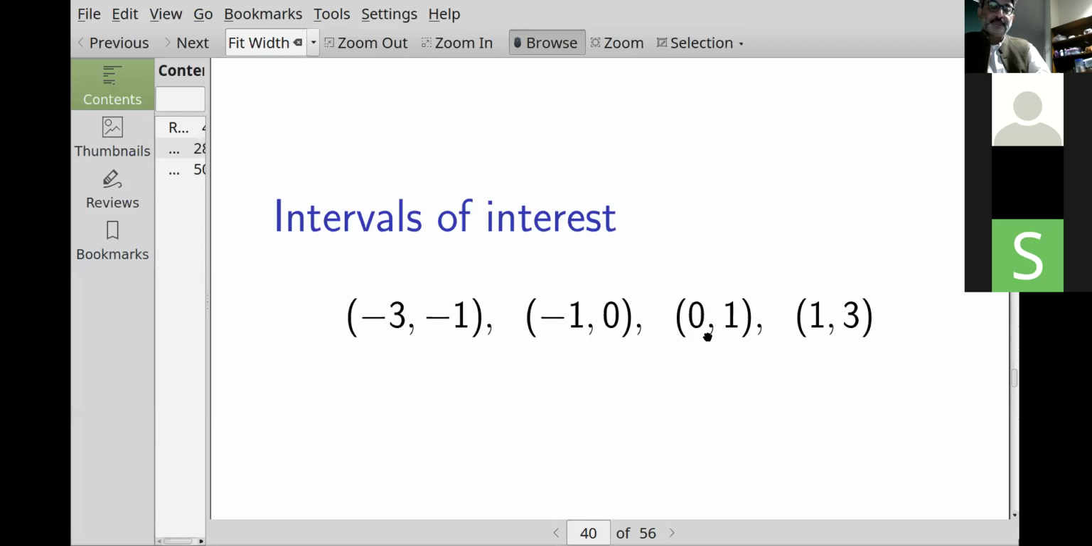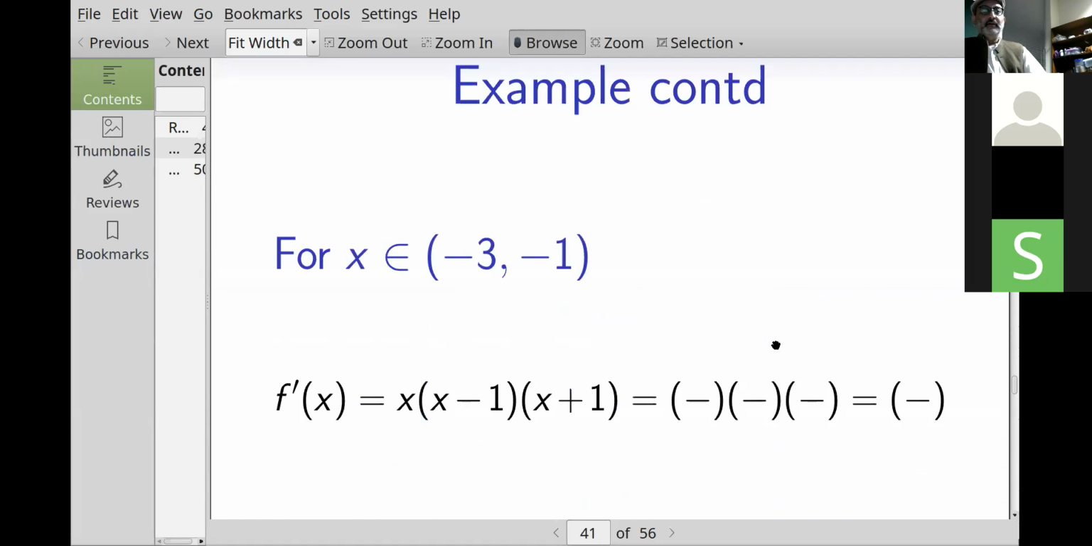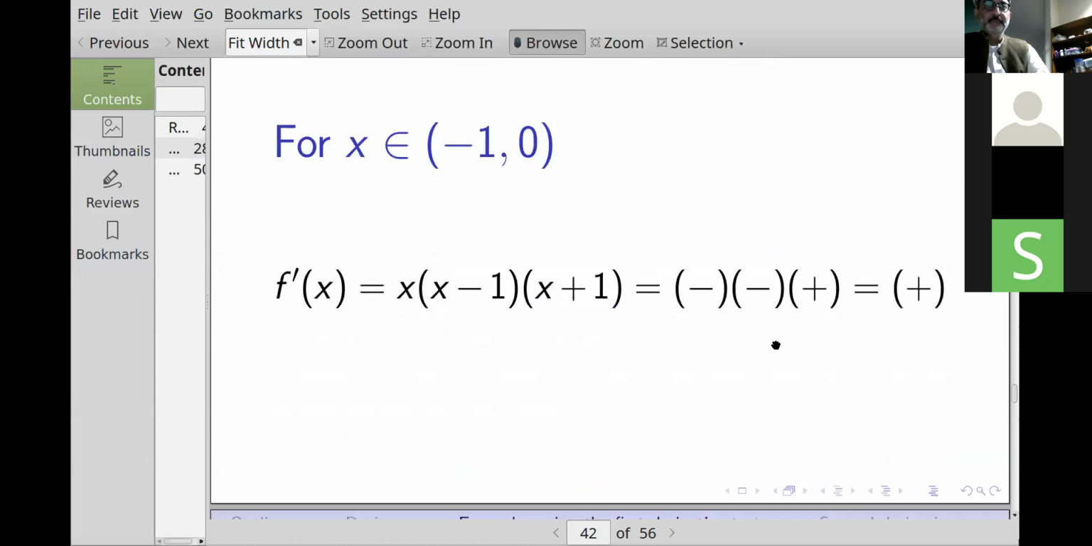Now, here the derivative is negative. The function is decreasing between 0 and 1. The derivative is 0 at 1. And then the function is increasing from 1 to 3. So by the first derivative test, the function has a local minimum at x equals 1.